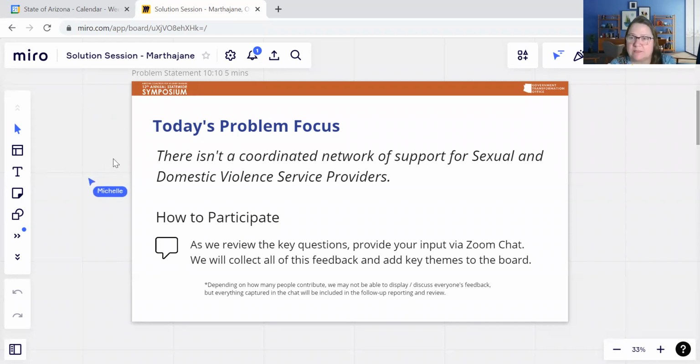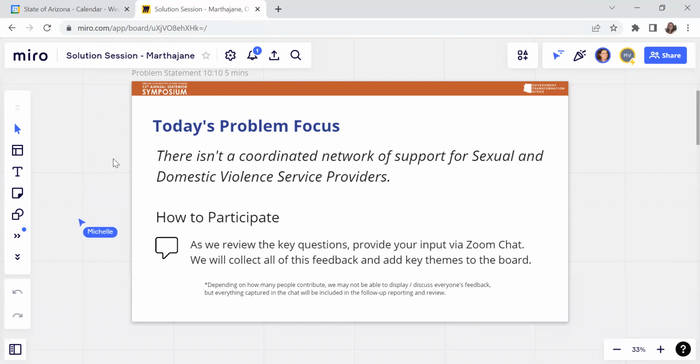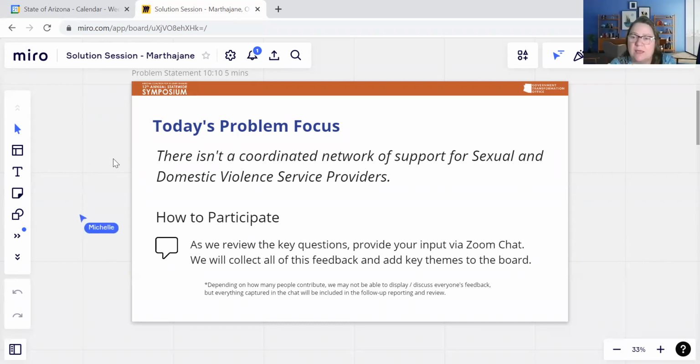Everything that happens today is going to be directly taken back and used to create programs, procedures, processes, and opportunities that will work to solve the problems that we're identifying through the conference. So we're excited about that.